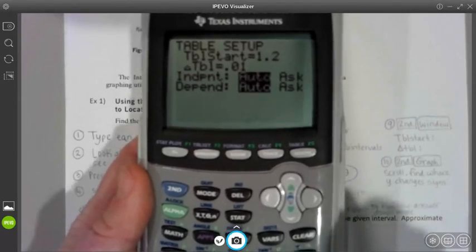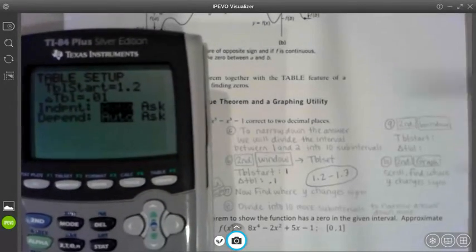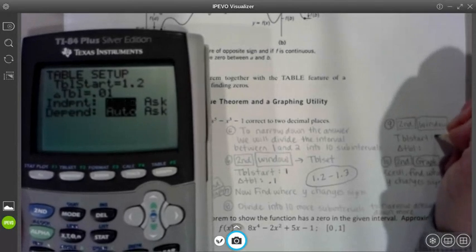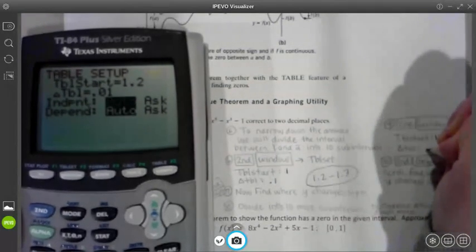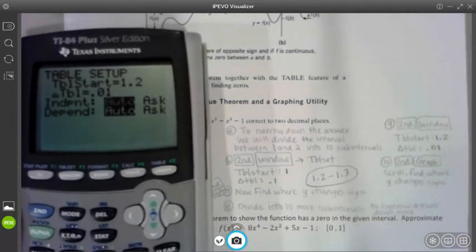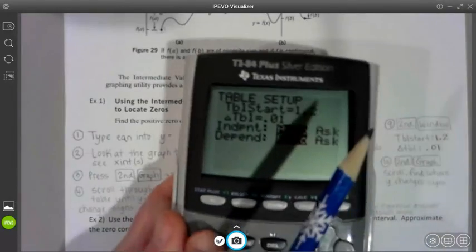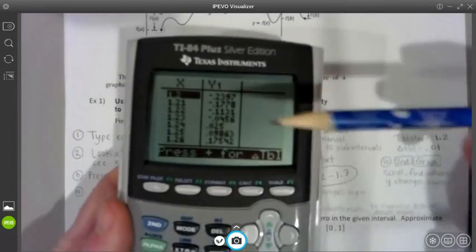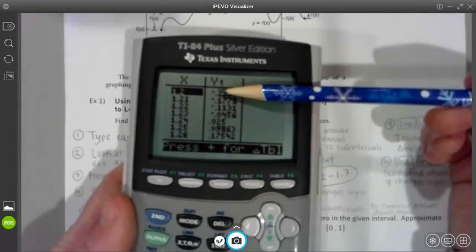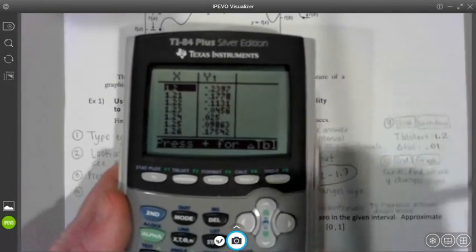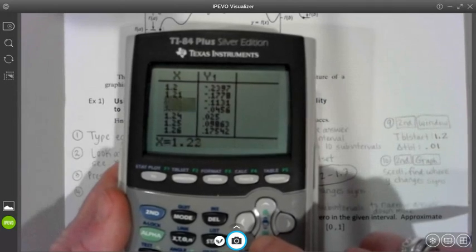Hit enter, and now let's go back to the table again, right? Now we're letting it start at 1.2, and we're letting our increment be 0.01. So second graph, go back to that table, and now let's scroll and find where it changes signs again. So it's negative, negative, negative, negative.